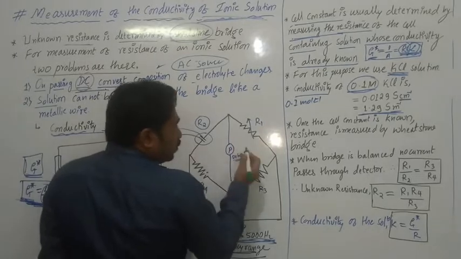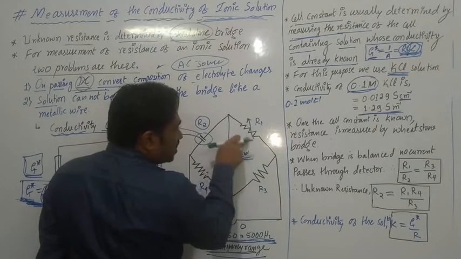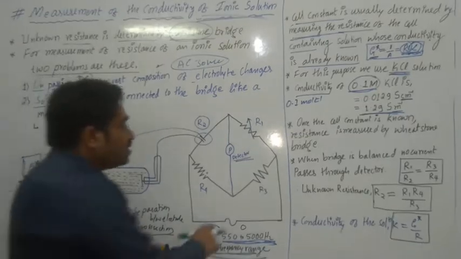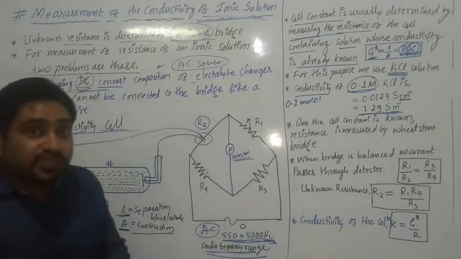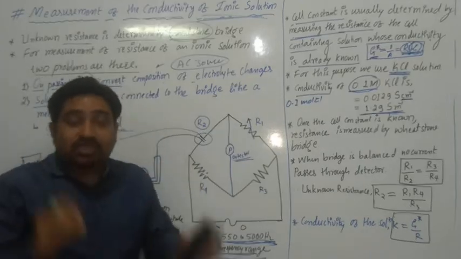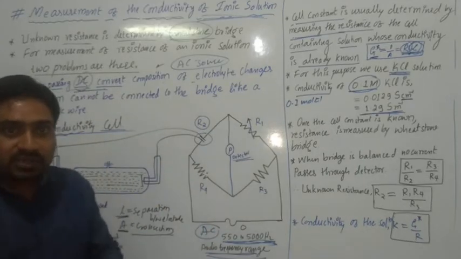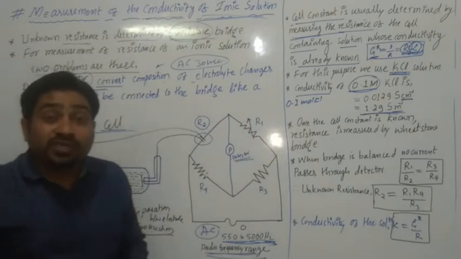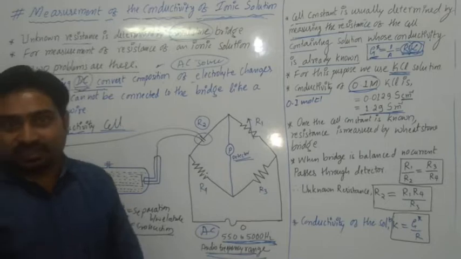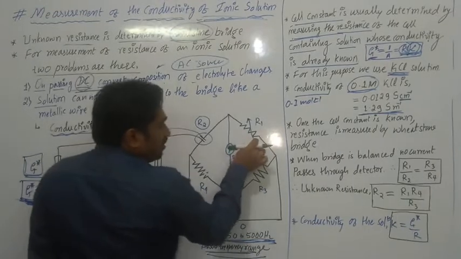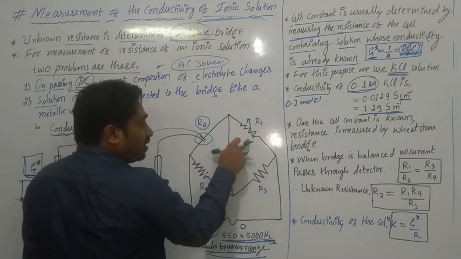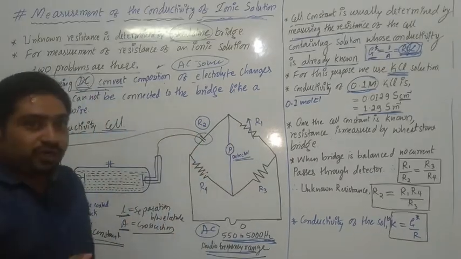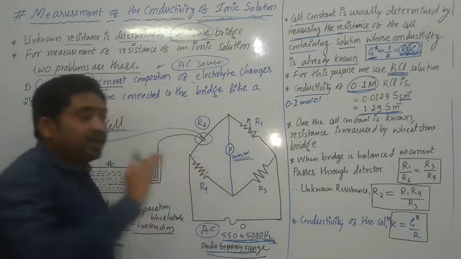Then what I have to do? I have to change the resistance of R1. So at which point does the noise stop? That is nothing but the point at which my Wheatstone bridge is balanced. That Wheatstone bridge is said to be balanced. So I will go on increasing the resistance of R1. At some point what happens? The noise stops. At that point the Wheatstone bridge is said to be balanced.